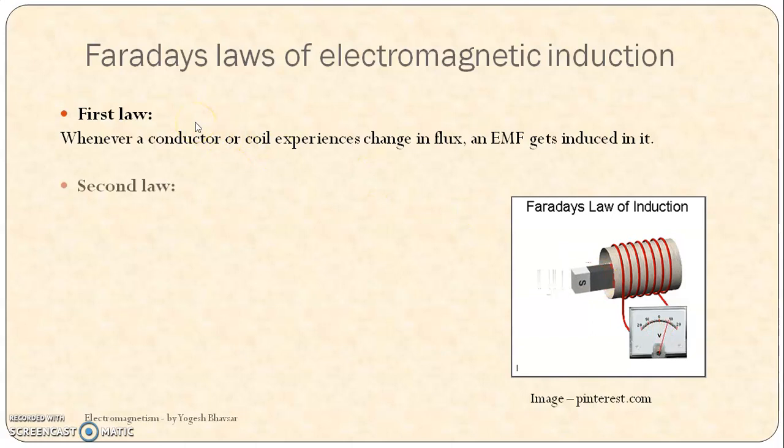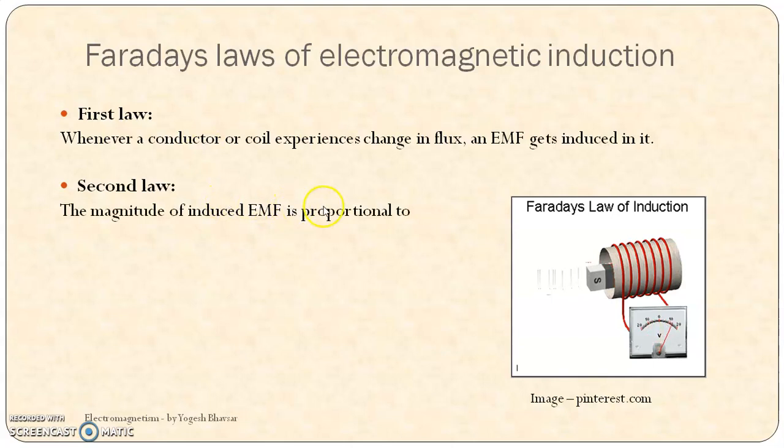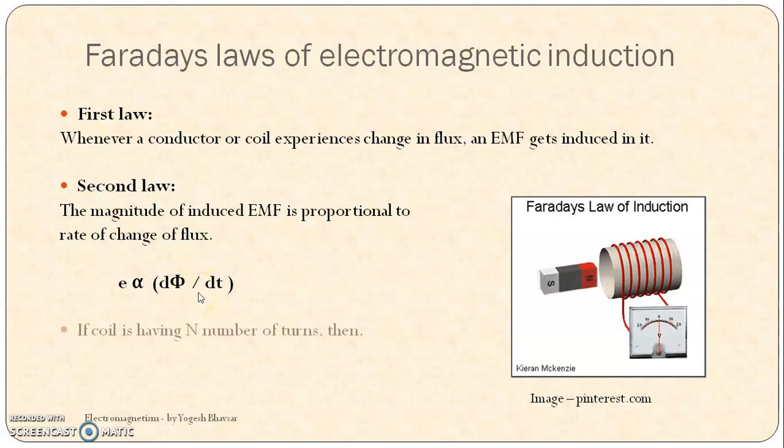Now the second law: the magnitude of this induced EMF is proportional to the rate of change of flux. What the first law says is, when this conductor or coil experiences a change in flux, EMF gets induced. Now this EMF is proportional to the rate of change of flux. Here we can denote in mathematical form small e, which is the EMF induced in the conductor or coil, which is proportional to d phi by dt, that is the rate of change of flux with respect to time.